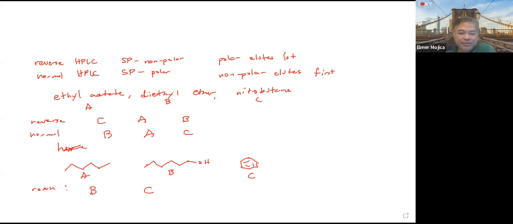So if you're going to look at it, bakit mas polar yung benzene kaysa sa hexane? Try to look at the polarity, sa ano ba tinatawag yun? Polarity index or relative polarity. And you can say there that your benzene is more polar than your hexane.